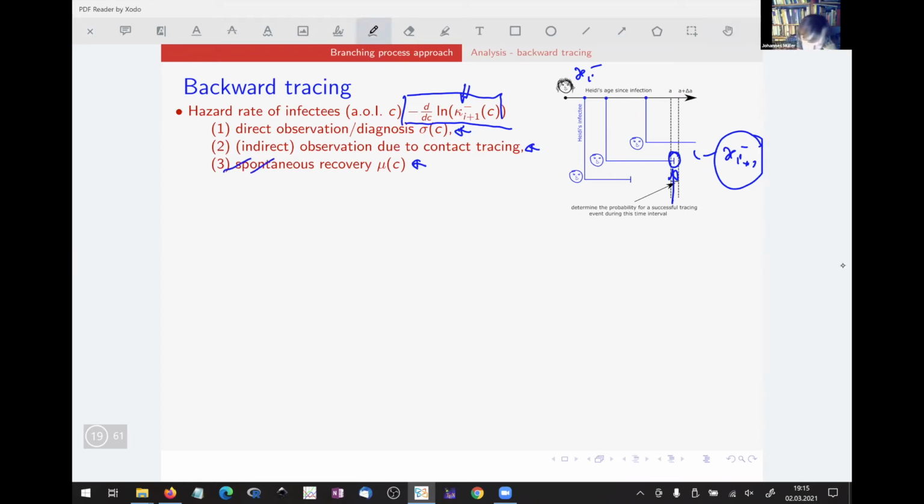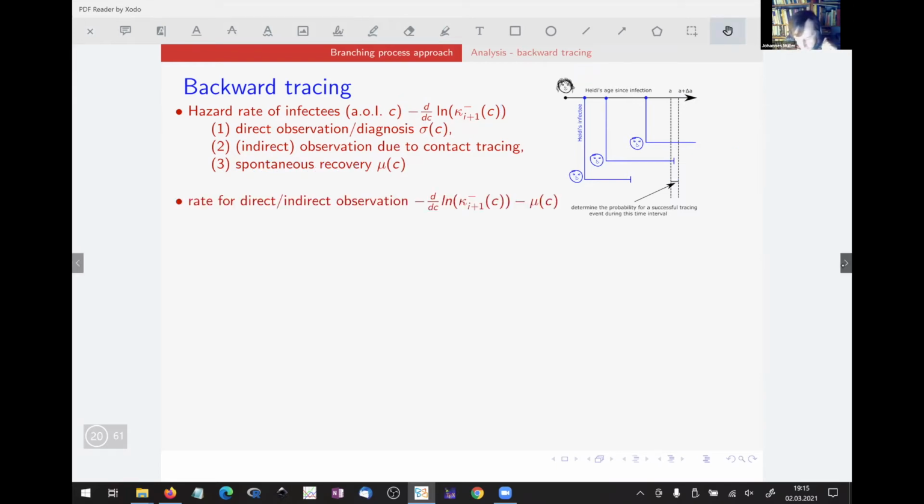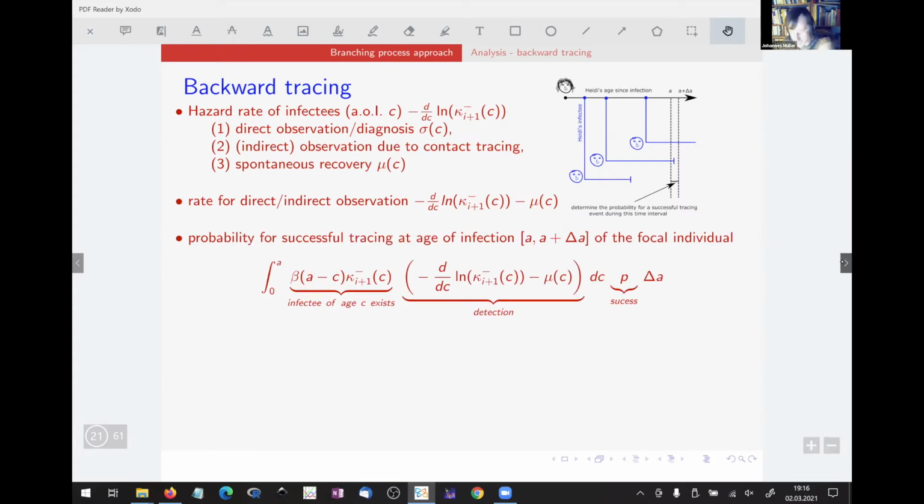Spontaneous recovery will not trigger a tracing event for Heidi. So we are not interested in that. And so the rate for direct or indirect observation is the total recovery rate of the next generation minus the spontaneous recovery rate. So here we have the rate that we have a direct or an indirect observation. So we take into account the snowballing. And once we understand that, the remaining part is not really difficult.